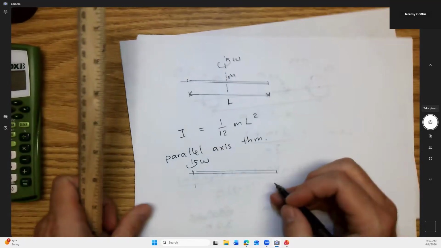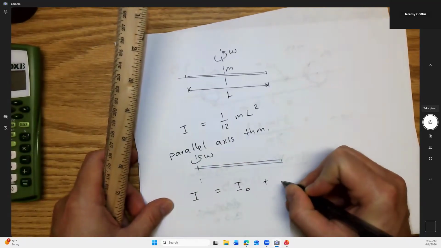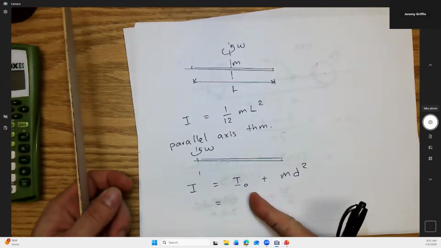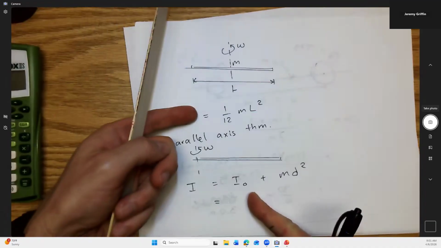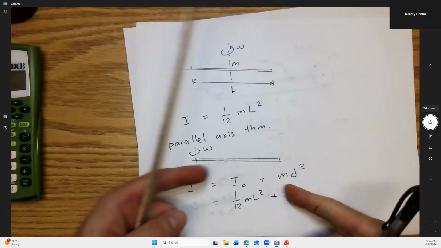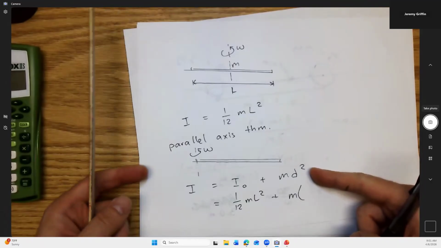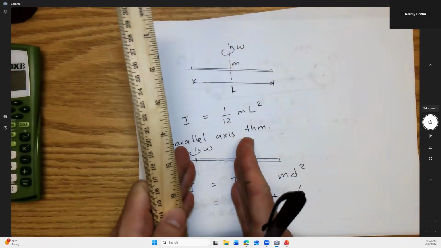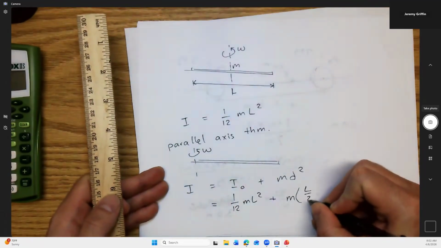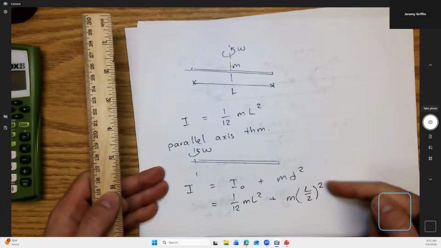All right, so let's say I equals I naught plus md squared. Isn't that what we just said? Now, what do I put in for I naught? 1/12 ml squared. And this mass is still this mass, so that's the same m. What do I put in for d? Guys, what's this offset distance? 1/2 L. Aha! 1/2 L, it's all over 2. Now it's being squared, right? Guys, what is 1/2 squared?